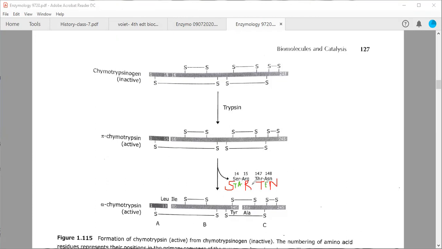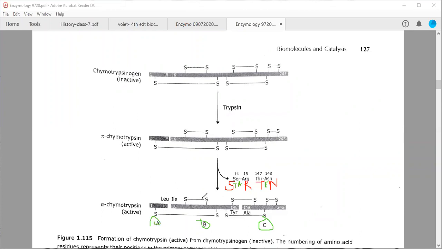So amino acids, two amino acids from here, 14 and 15, and from here 147 and 148. So you see there is a gap, and these gaps, or these chains A, B, C, there are three chains. Sometimes this question may be asked directly: how many chains are there in the active chymotrypsin alpha? So there are three chains A, B, and C.